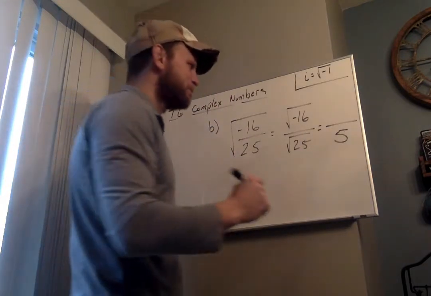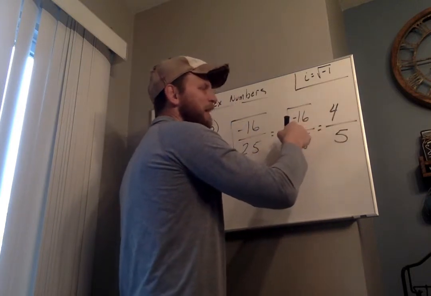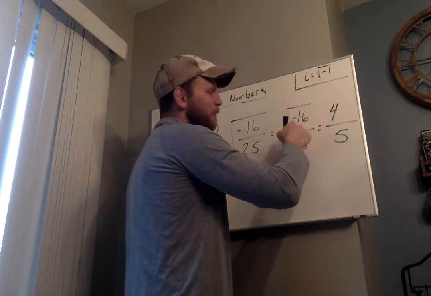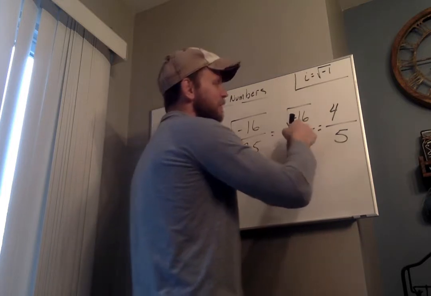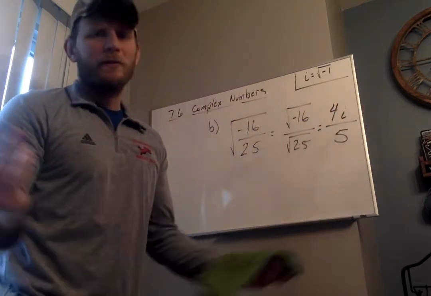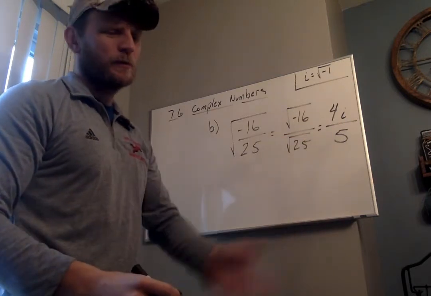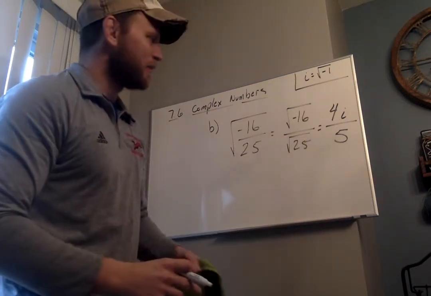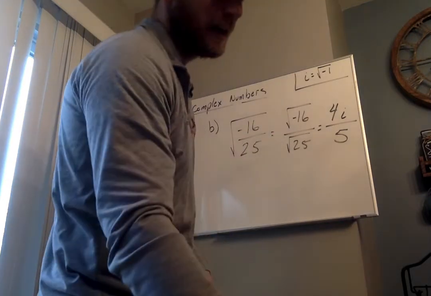4. Awesome. And we know that the square root of negative 1, okay, because I can break the square root of negative 16 up into 16 times the square root of negative 1, is i. So this is just 4/5 i. You could write it as 4i over 5. You could write it as 4/5 i. I try not to write it as 4 over 5 i. It just looks weird to me. Not a big fan of it.